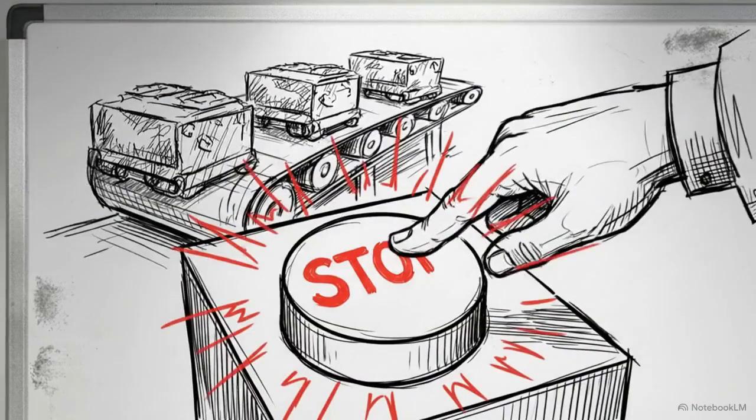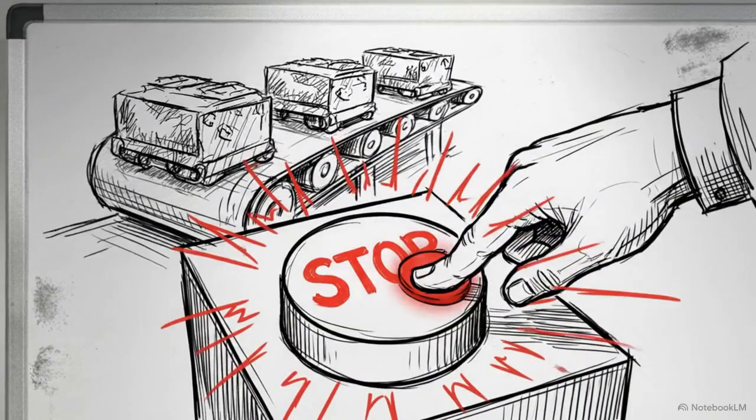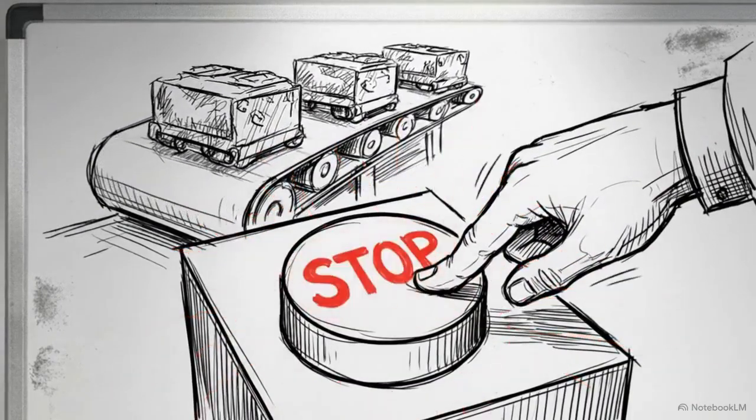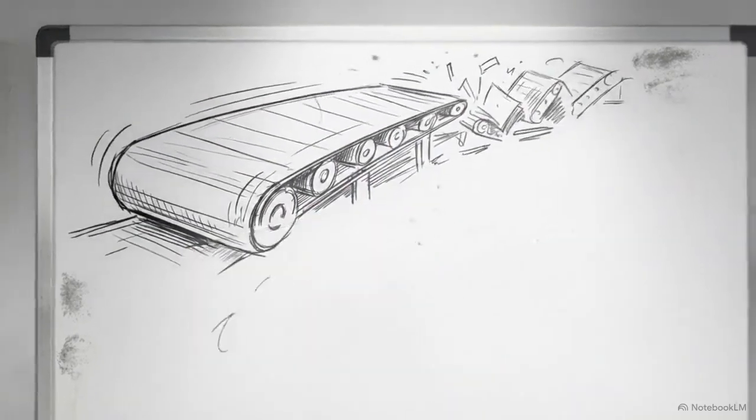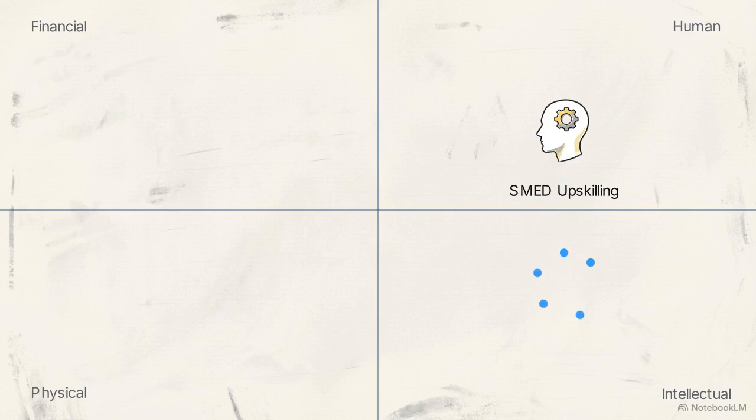The turnaround strategy required an immediate halt to all planned physical acquisitions. The focus shifted entirely to resource conversion. Step 1 converted financial resources into human resources. The executives canceled a multi-million-dollar machine order and used that cash to build an internal training center. This training upskilled existing operators in SMED, single-minute exchange of die, a technique for executing rapid machine setups.